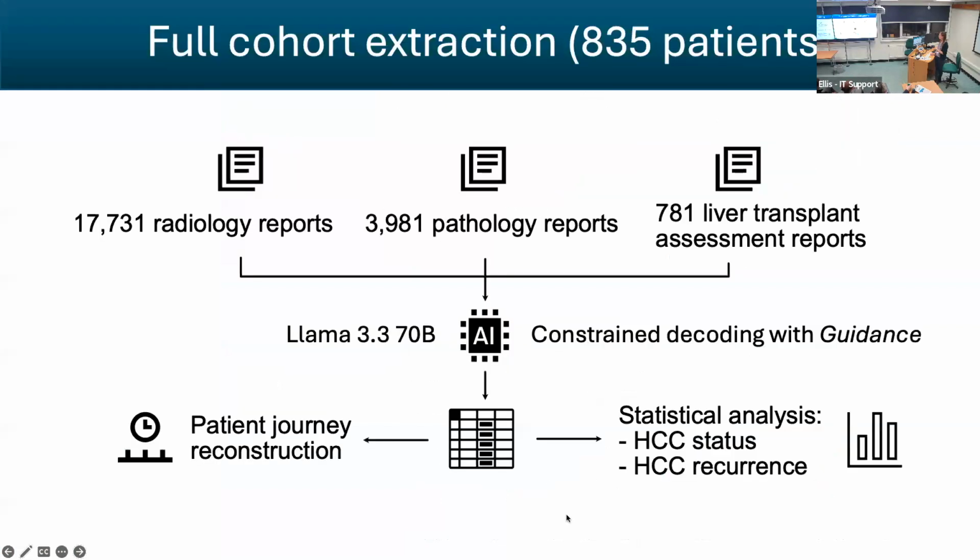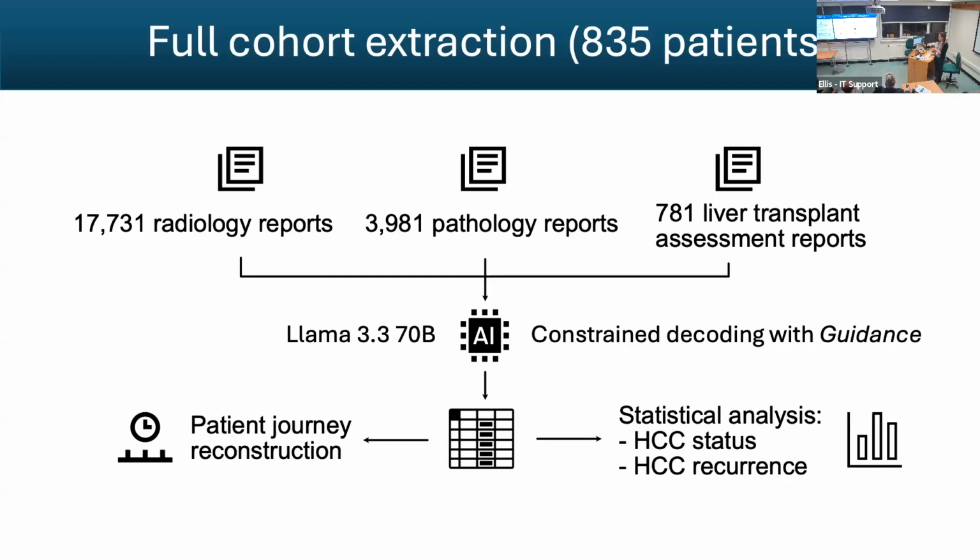So that's what we did. Going back to the full cohort of 835 patients, we took the 22,000 reports and queried them with the 70B Llama model and constraint decoding. And then we made a very, very big Excel spreadsheet. It's bad if the computer takes like 30 seconds to open it. But then we had really nicely curated data that we can do quantitative analysis on.